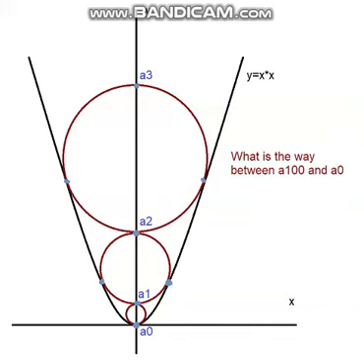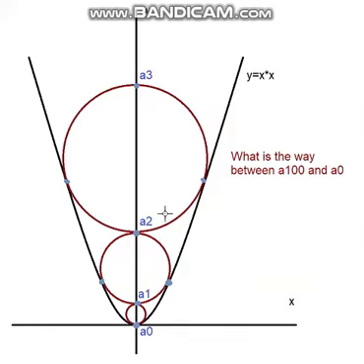Hello everyone. Today I'm going to show you one interesting geometrical and algebraical task. What is that? You have a curve which is the parabola y equals x squared and some circles. The first circle touches the parabola only once, and the rest of the circles touch it twice, because it is symmetric, yes?